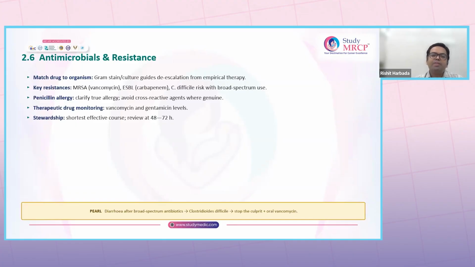ESBL is extended spectrum beta-lactamase resistance, commonly seen in E. coli and Klebsiella. Here you actually have to treat them with carbapenems, and when you use these antibiotics for a long time, then you can develop CRE, that is carbapenem resistant bugs. Here you will not be very much asked in your MRCP examinations. This is more for other things. For the treatment of choice, here will be ceftazidime-avibactam, etc.